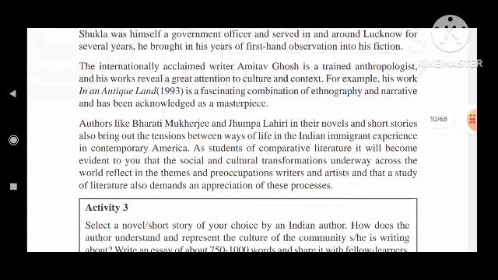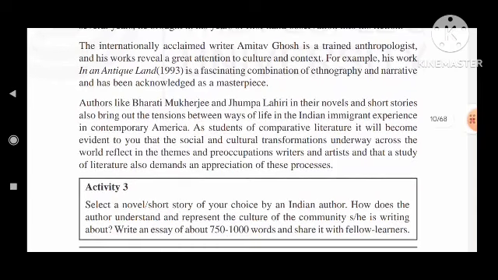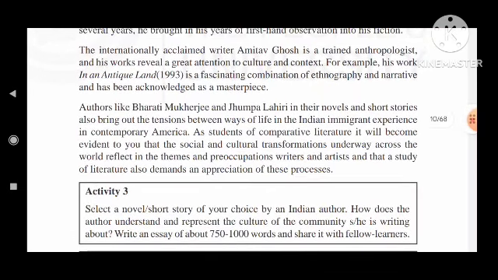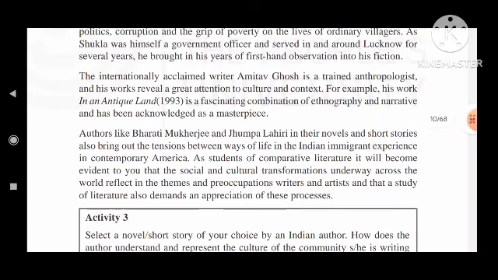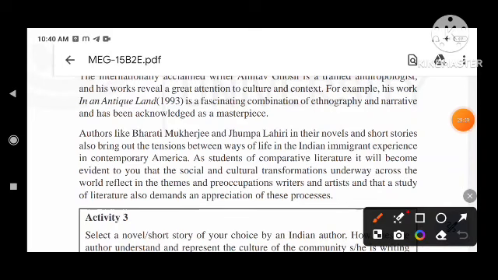The internationally acclaimed writer Amitav Ghosh is a trained anthropologist, and his works reveal a great attention to culture and context. For example, his work In an Antique Land is a fascinating combination of ethnography and narrative and has been acknowledged as a masterpiece. So here is the main key point.